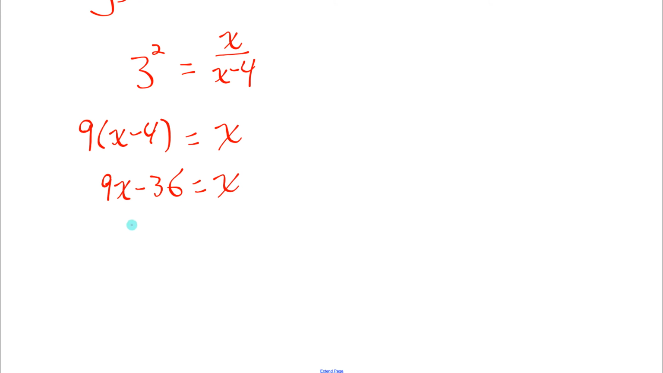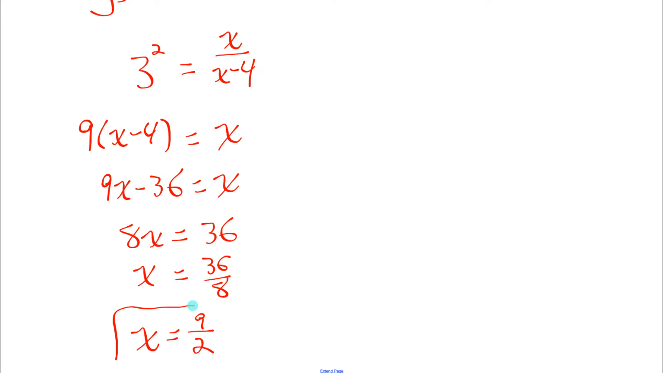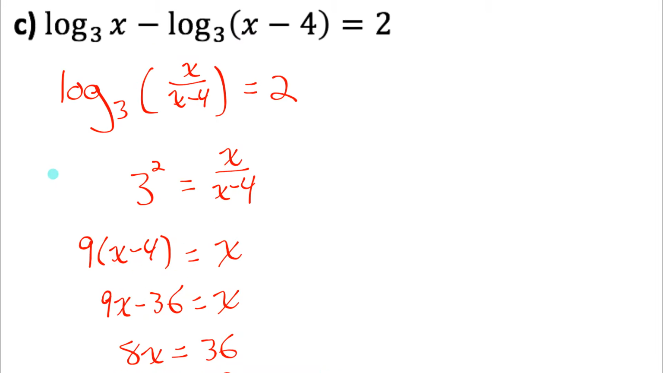Move the variable terms to the left. I'd have 8x. And then constant term to the right equals 36. And then I'd have x equals 36 over 8. Which of course reduces. 4 goes into both of those numbers, goes into 36 9 times, into 8 twice. So 9 over 2, or 4.5. We have to check and make sure this answer is actually correct. There's a chance it's an extraneous root.